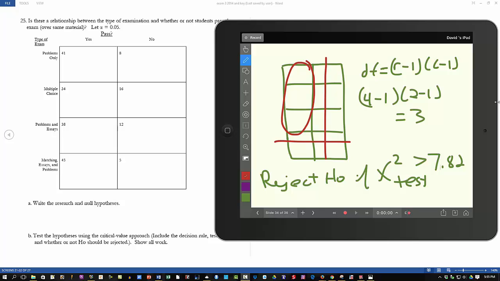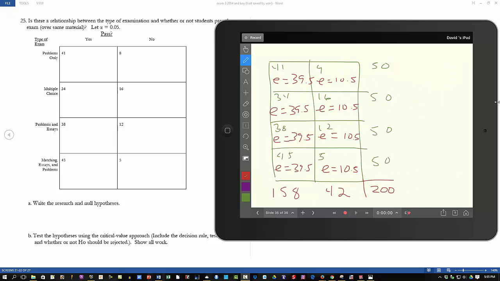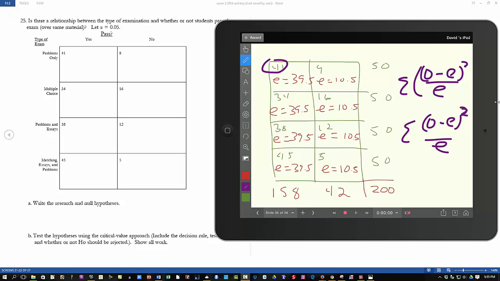Okay, we're going to need expected values. The chi-square test formula is the sum of the observed values minus expected values squared over expected. Actually, I kind of put one too many parentheses in there. Sum O minus E squared over E. The observed values are the values that were given in the problem. That's what we observed. And the expected values then will be what we expect if there's no relationship.